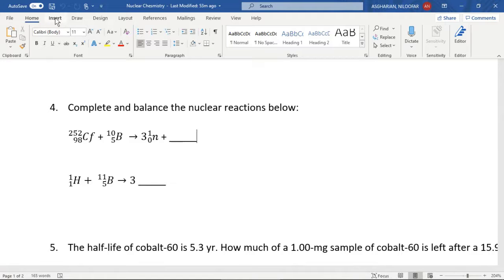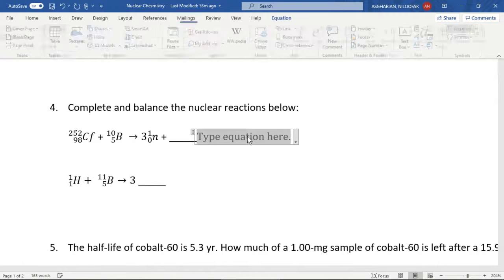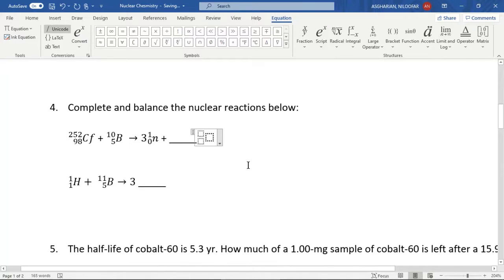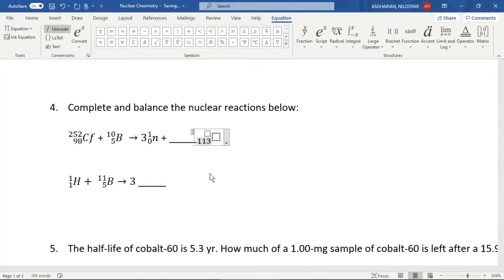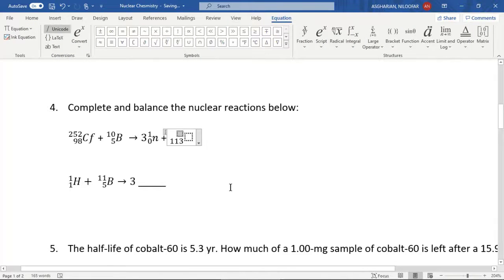Okay, so let me insert equation. 113 down here, and then the mass number goes up here in the superscript. I'm going to guess right now 259. Okay, excellent. 259.